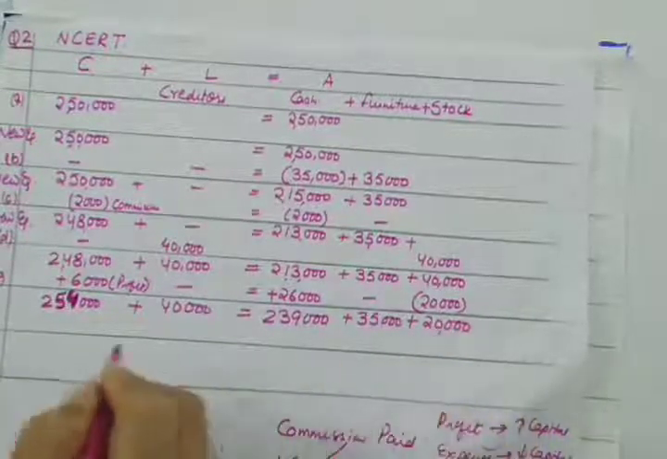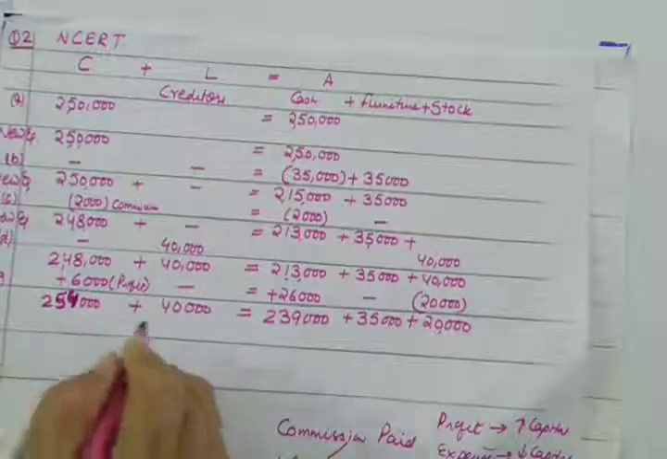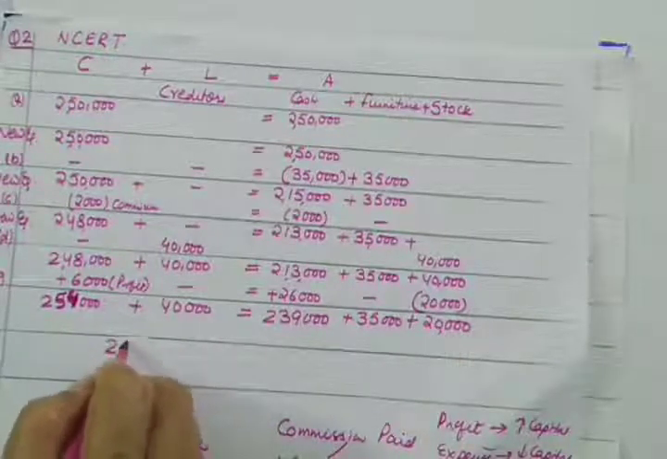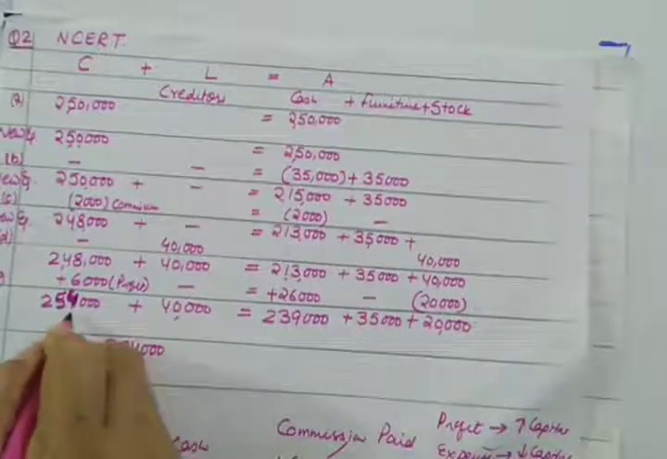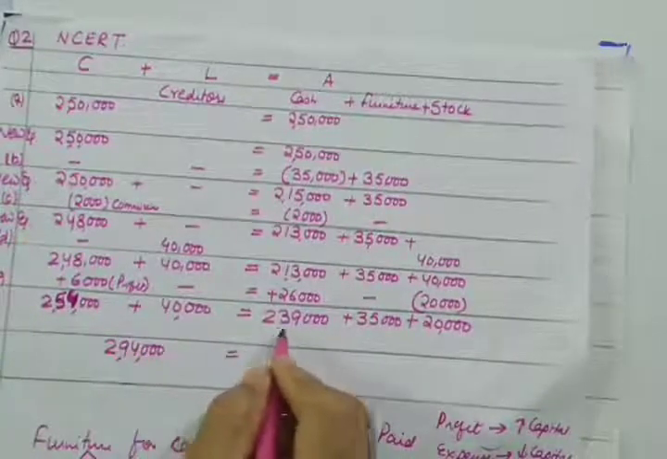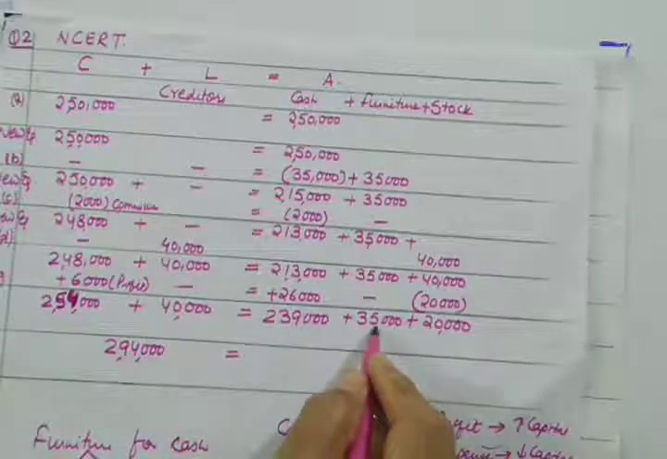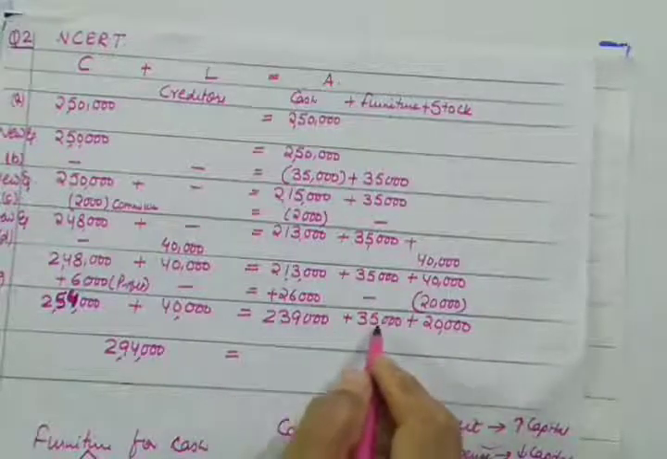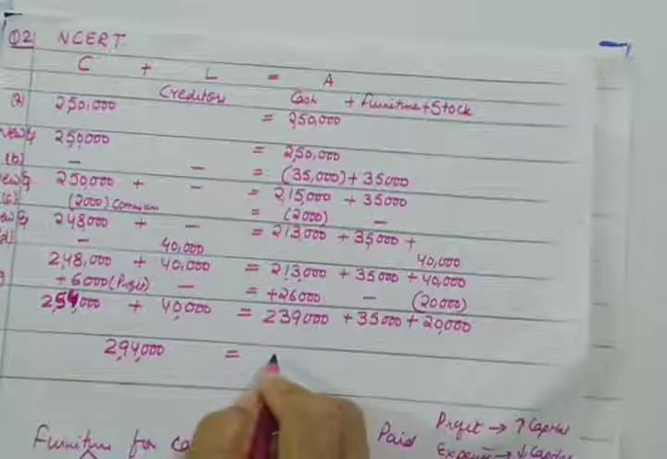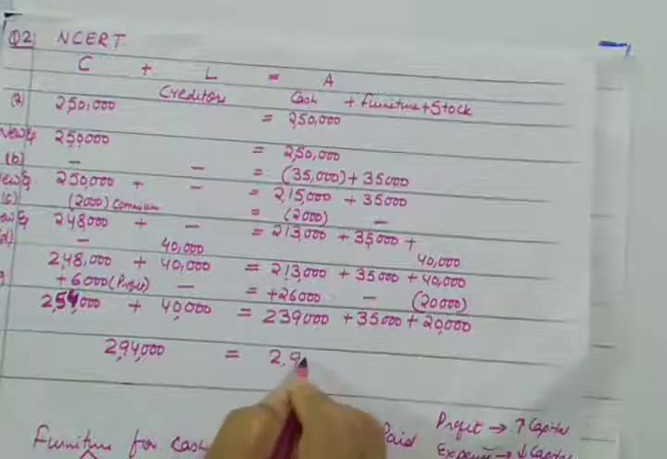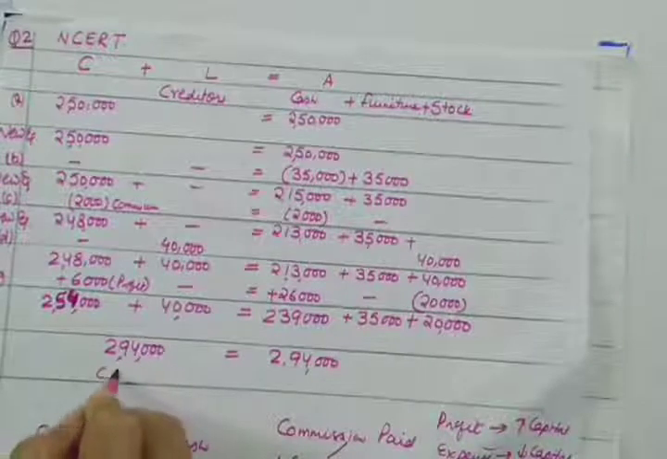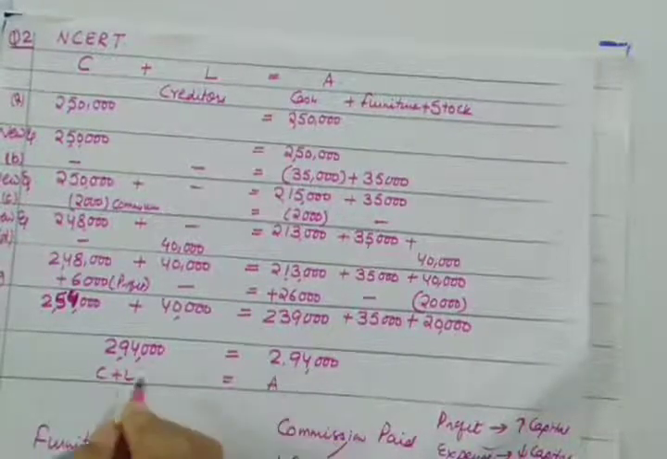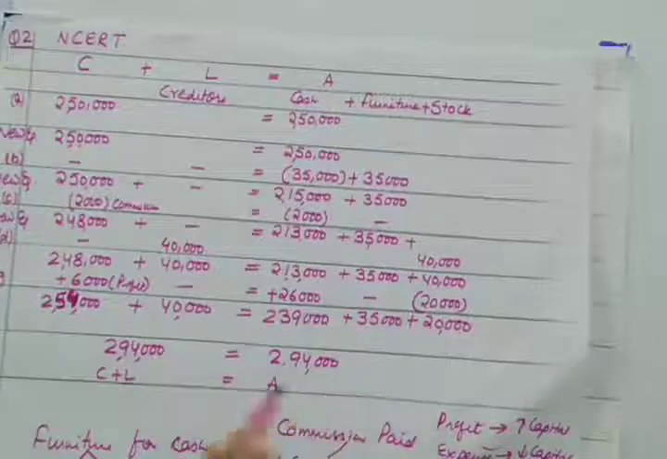20,000. Now let us see whether both sides are equal or not. This is 2,94,000. 40 plus 254, and this is 239 plus 35 is 274. 274 plus 20 is 2,94,000. So C plus L is equal to A. Left hand side is equal to right hand side.